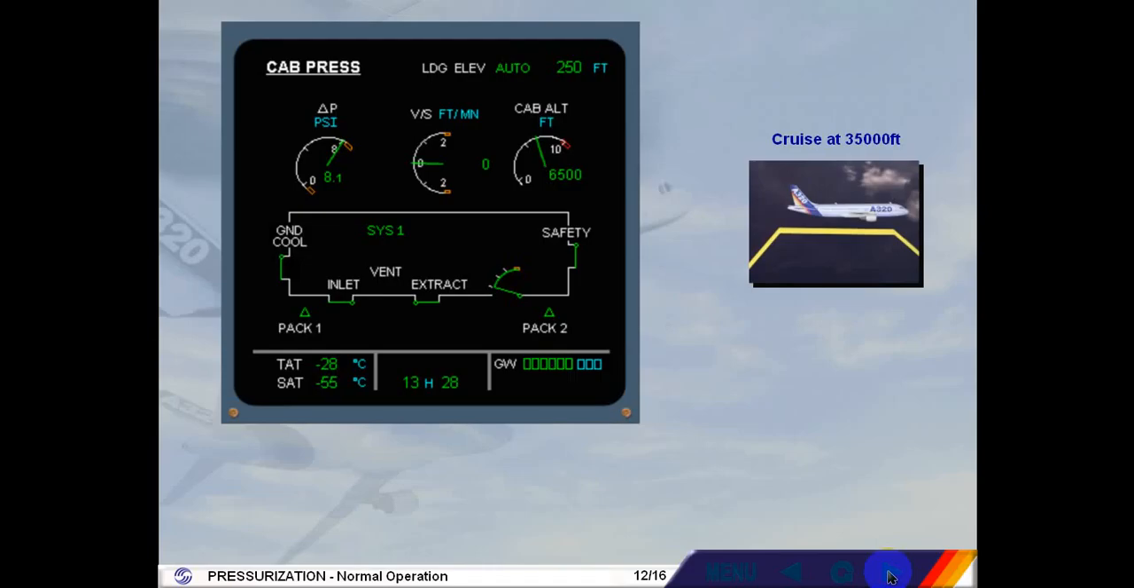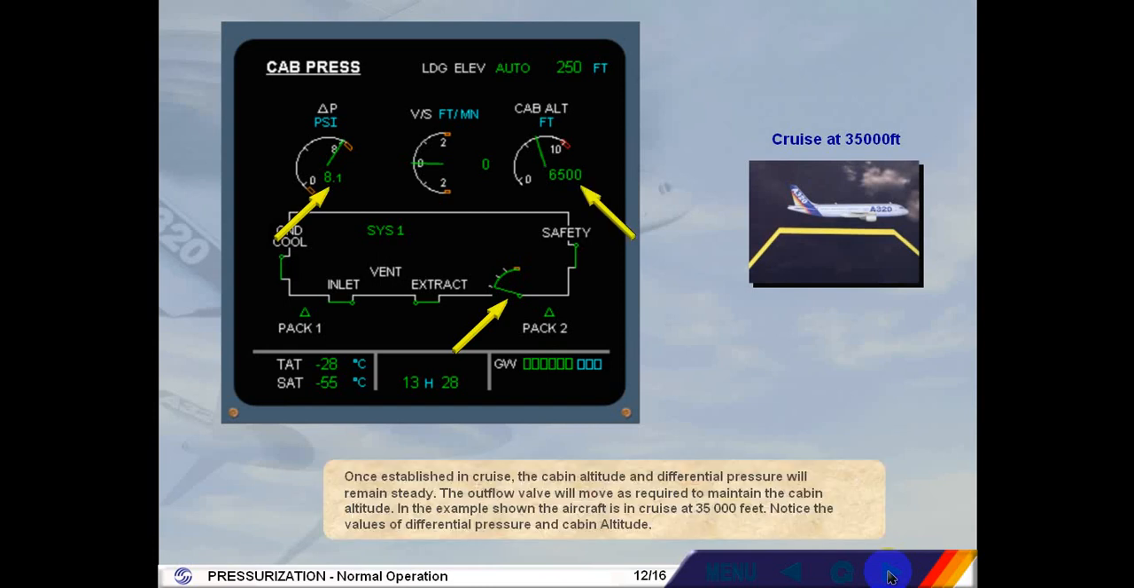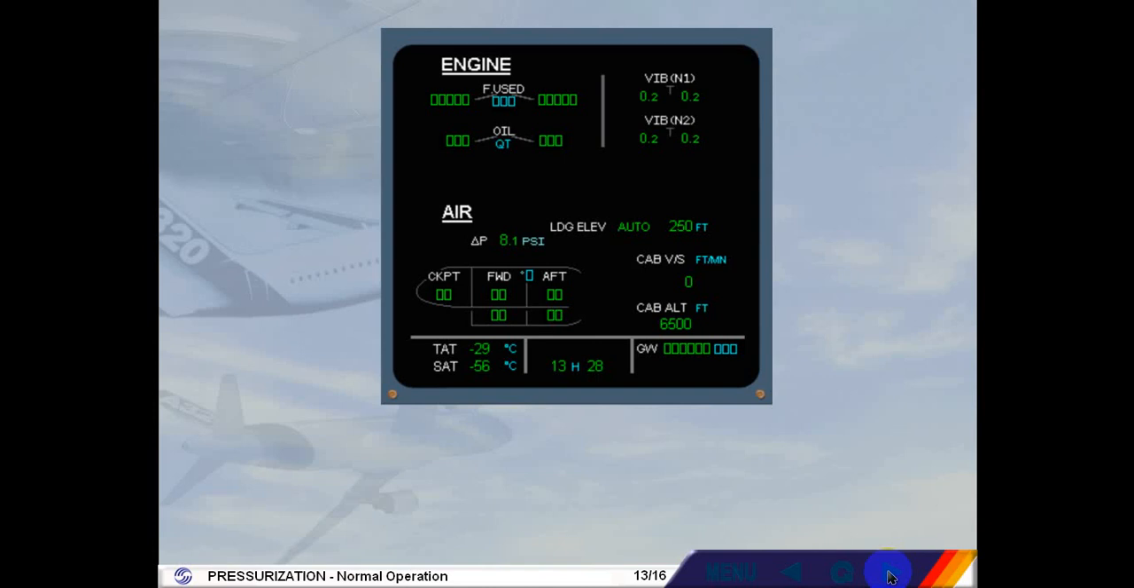Once established in cruise, the cabin altitude and differential pressure will remain steady. The outflow valve will move as required to maintain the cabin altitude. In the example shown, the aircraft is in cruise at 35,000 feet. Notice the values of differential pressure and cabin altitude. While in flight, we can monitor all the major pressurization indications on the ECAM cruise page.